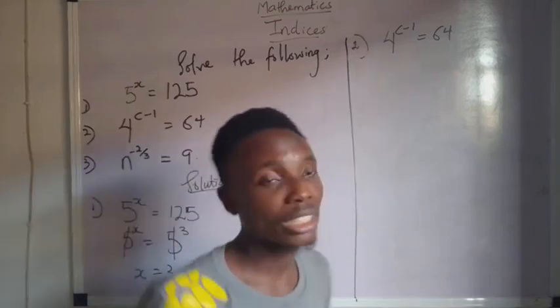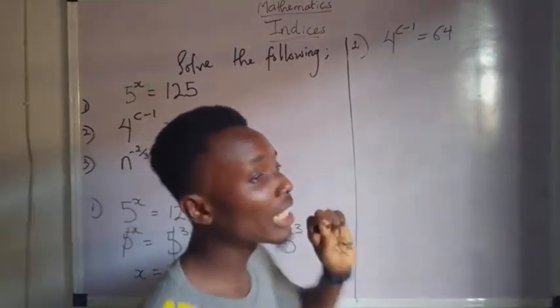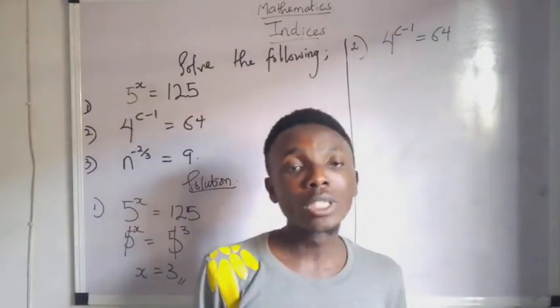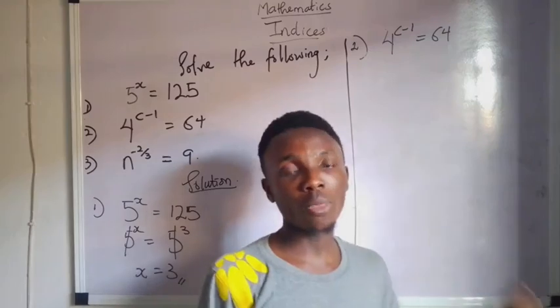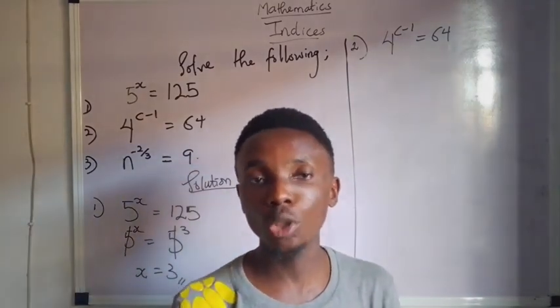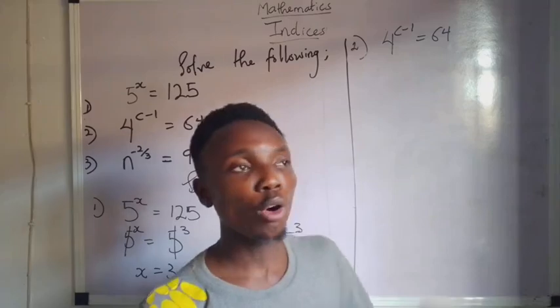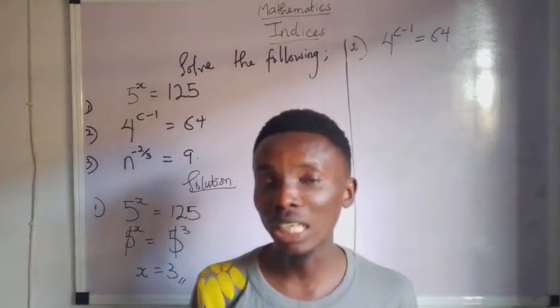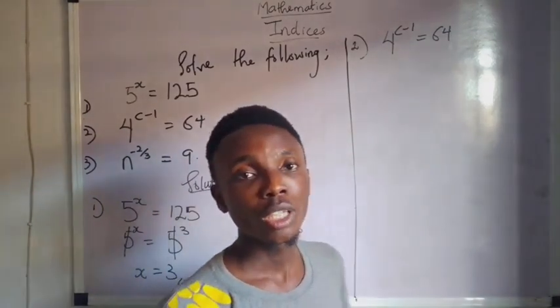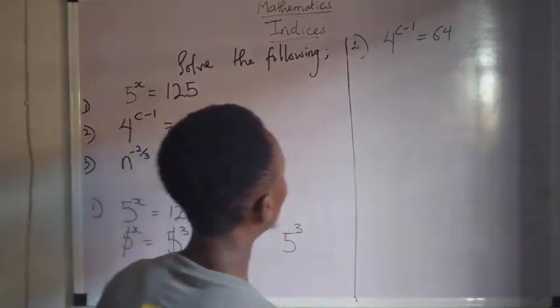This one also has a base number of 4. Now, you can actually represent 64 with 4 raised to power something. All you have to do is check your chart. Make sure you have created your chart before you've come this far. You can pause the video before you get to this part. Create your chart so that we can make learning easy for ourselves.